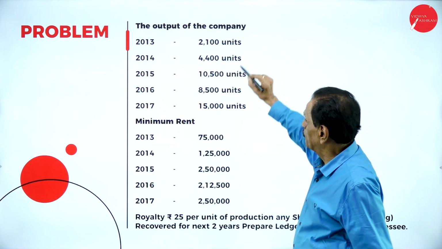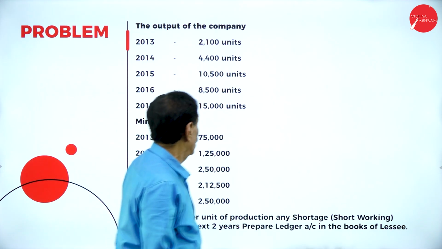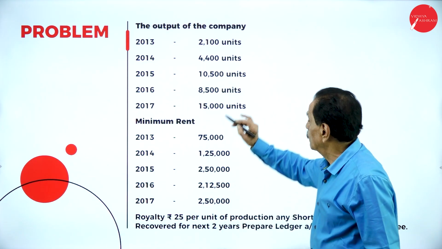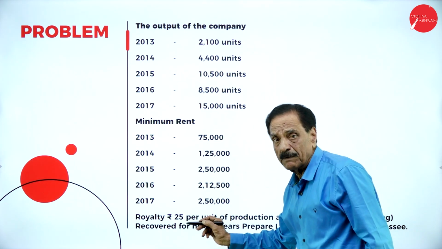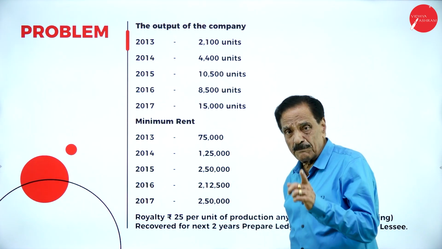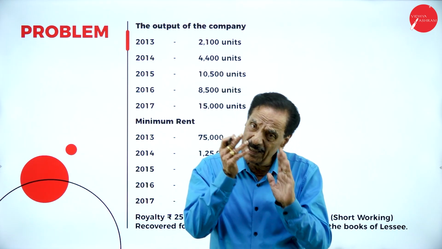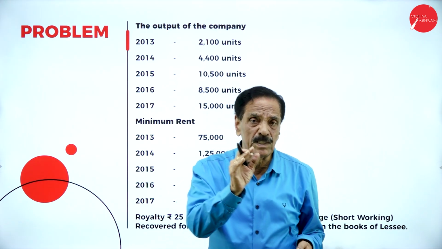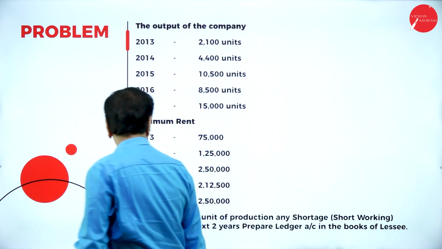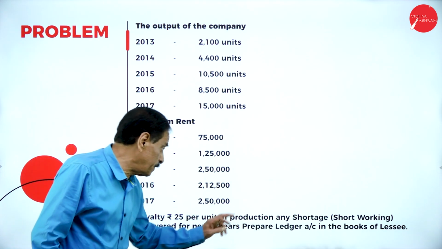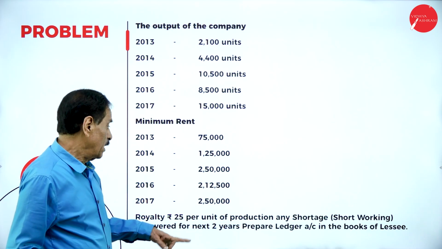This is the output of the company: 2,100 units, 4,400 units, 10,500 units, 8,500 units, 15,000. The minimum rent payable by the lessee to the lessor is either the minimum rent or the royalty, whichever is more. What's the formula? Either the royalty or the minimum rent, whichever is more. The minimum rents are 75,000, 1,25,000, 2,50,000, 2,12,500, 2,50,000. Royalty is 25 rupees per ton, that is per unit of production.